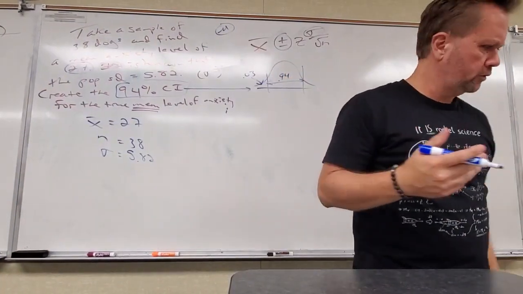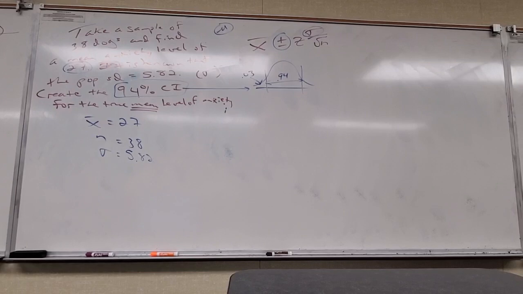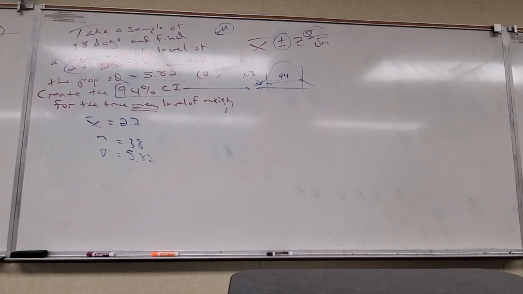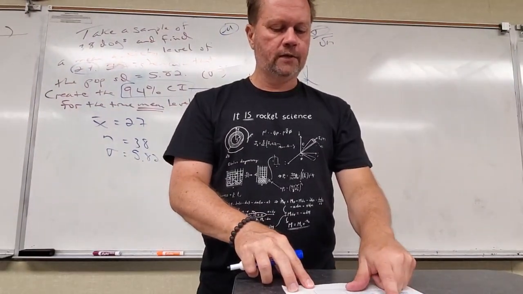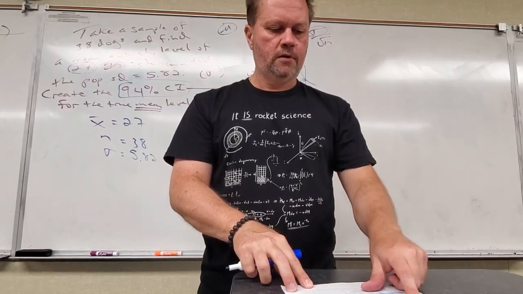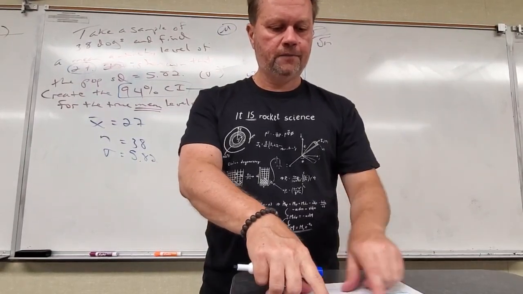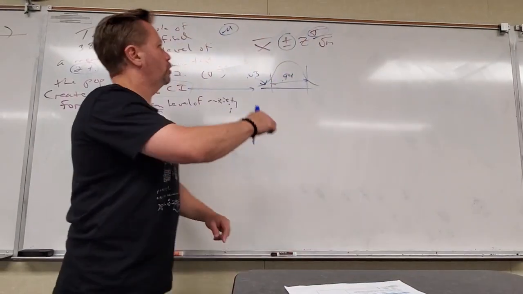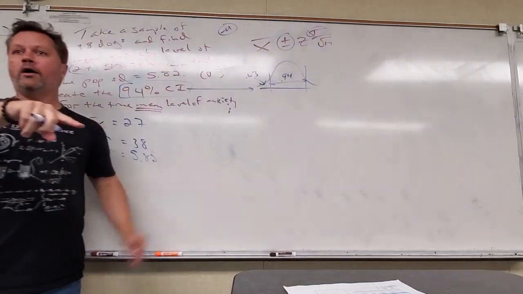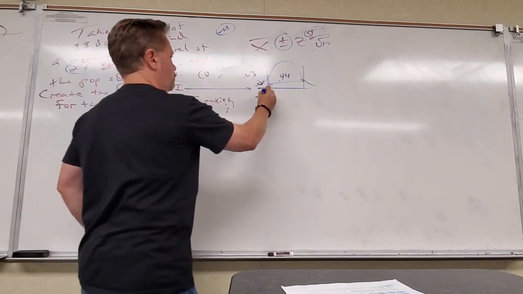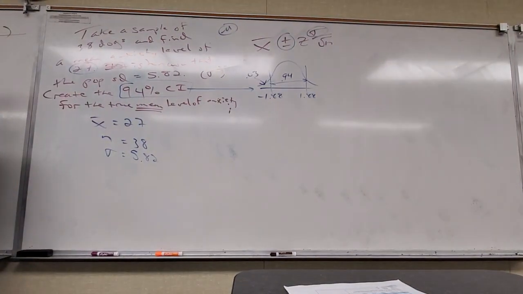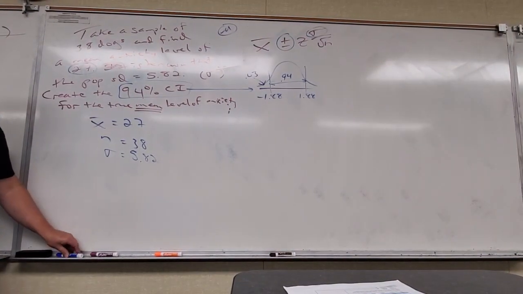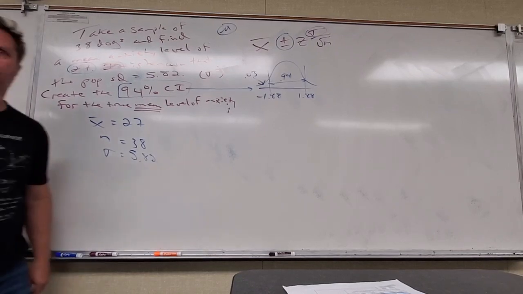Do I have any left for myself? Stats teacher without a z-score chart? Here we go. 0.03. What do you guys get? You're getting 1.88. Oh, there it is. Yeah, cool. So the closest I could get is 0.0301, which is pretty close. And that's 1.88. Is everybody with me?